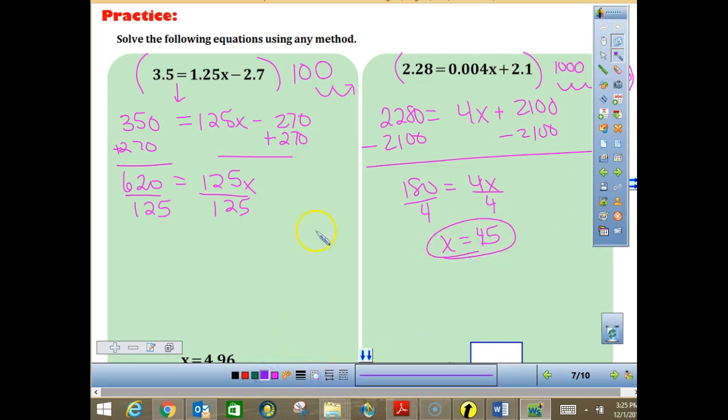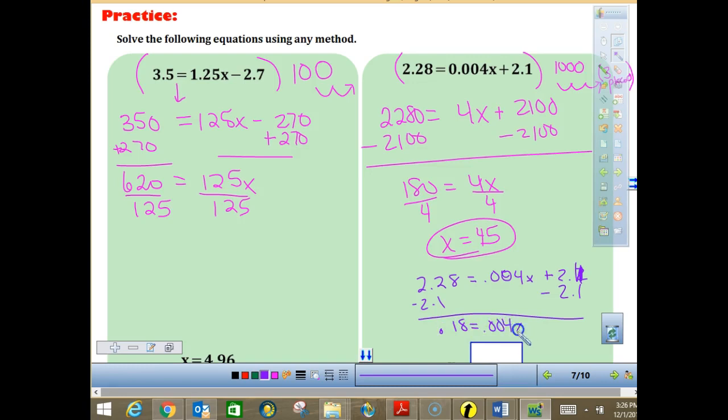I had someone say, Mrs. Thompson, if I was going to solve this, could I have just done, here's the original problem, right? 2.28 equals 0.004x plus 2.1. If I was solving this and I didn't want to multiply, I could subtract 2.1 from both sides, right? I would have had 0.18 equals 0.004x. On your calculator, would you please take 0.18 divided by 0.004? 0.18 divided by 0.004. Same.